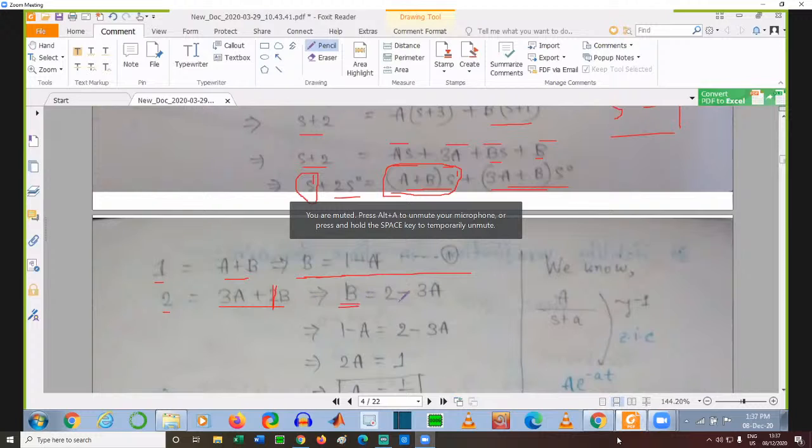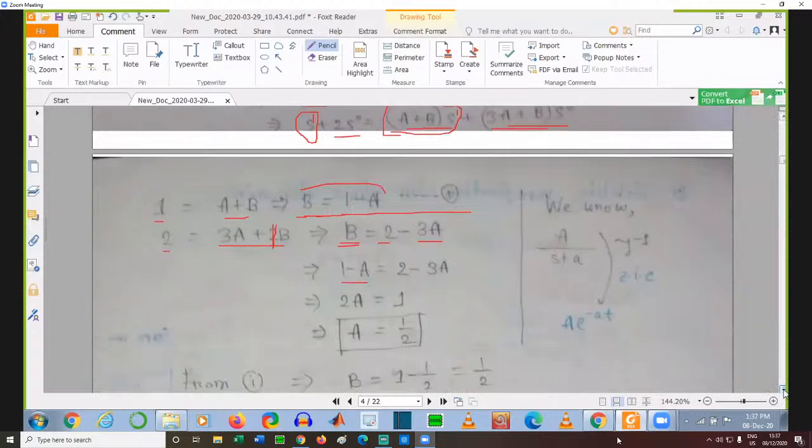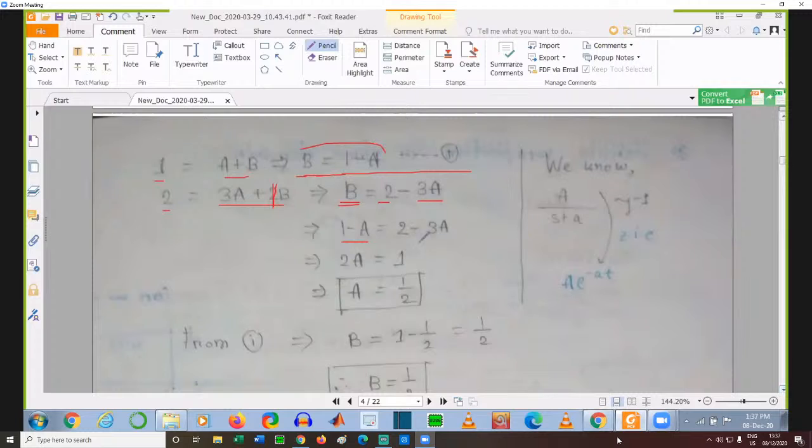Okay, so here is the b. You can see b equal 2 minus 3a. From the first equation, the value of b equal 1 minus a, you can put that here. So after putting b equal 1 minus a, you get 2 minus 3a, then 2a equal 1. So a equal half, right? That is my first value.